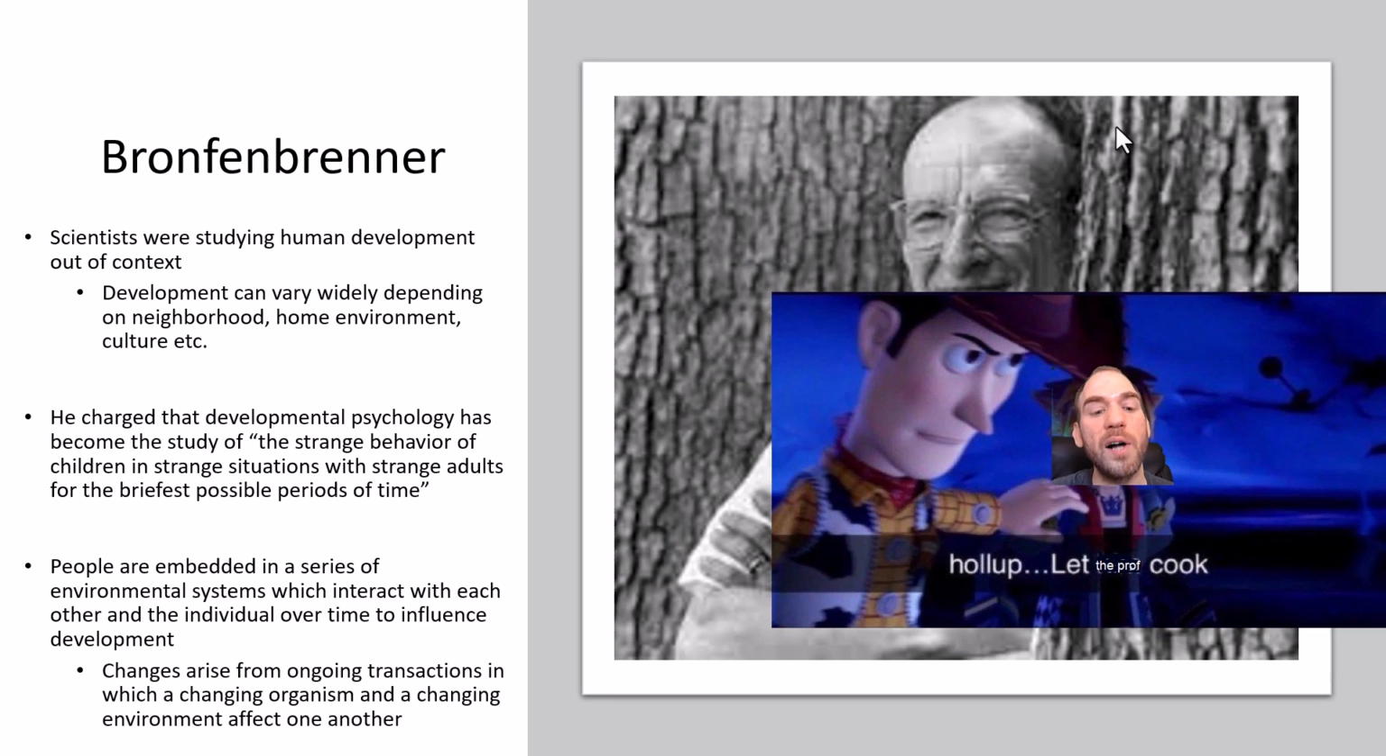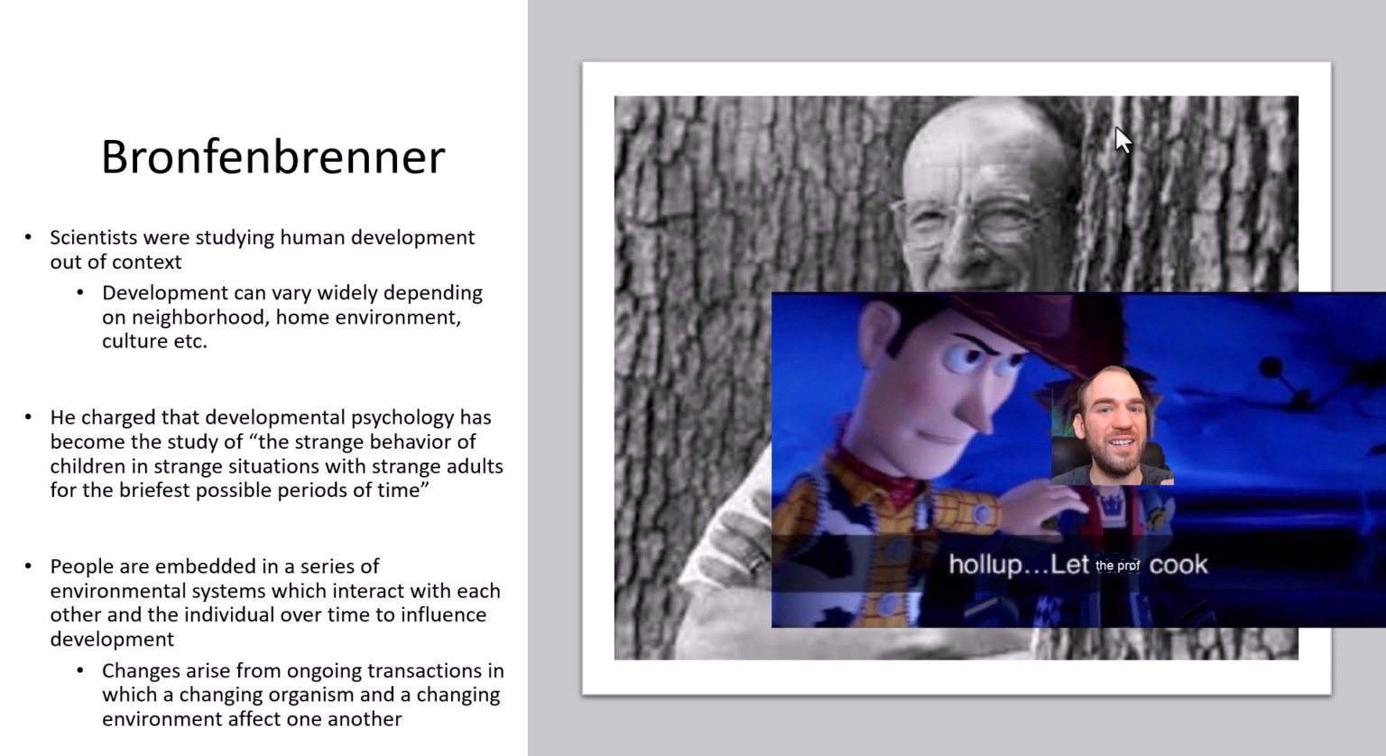Changes arise from ongoing transactions or interactions in which a changing organism and a changing environment affect one another. So Bronfenbrenner is saying we have to study human development within a context, because humans develop within their environment, and thus developmental outcomes will reflect those environments. You can even take this further with adaptations, like you are adapting to your environment, which again could be negative or positive. So he's critiquing the idea that you come into a lab, a very hermetically sealed area, do some set of tests for a very brief period of time, and then come to big global conclusions.